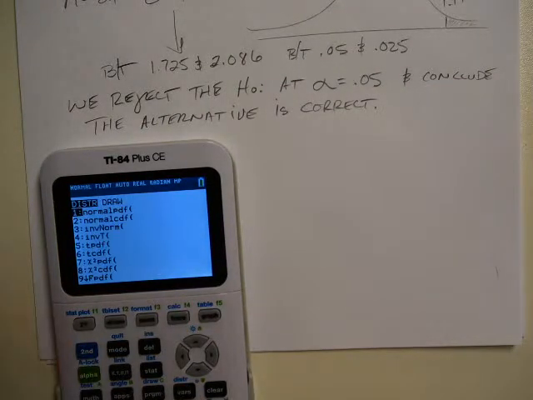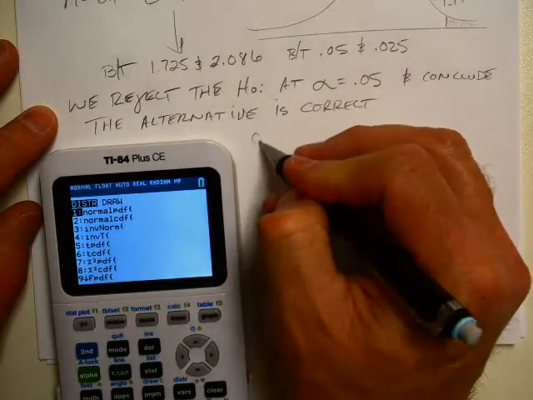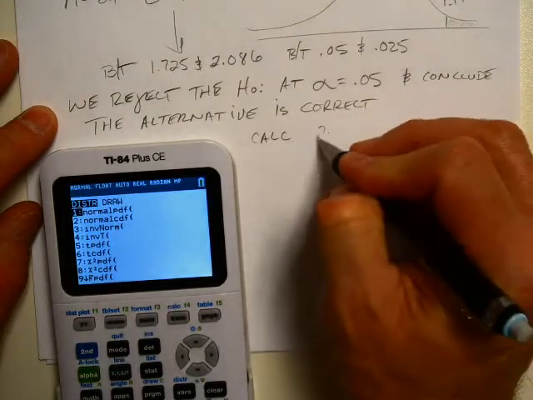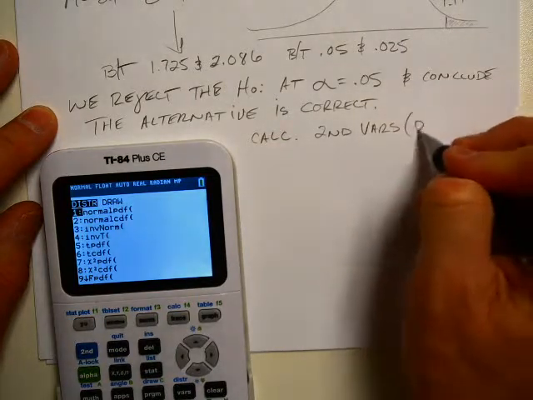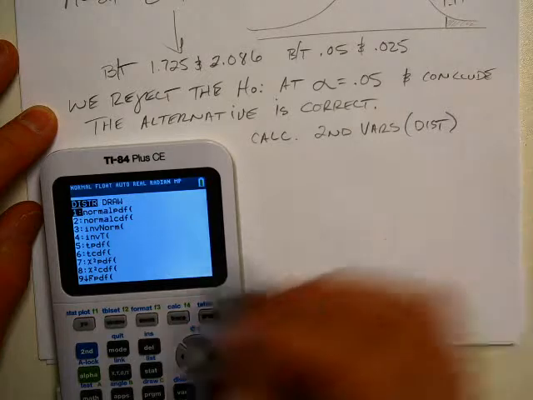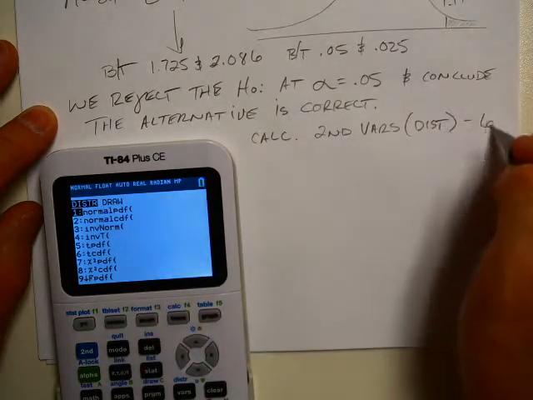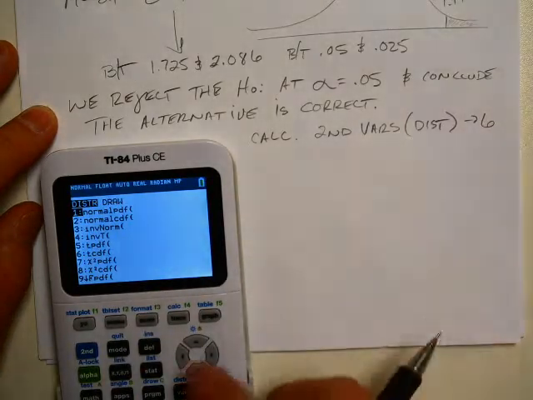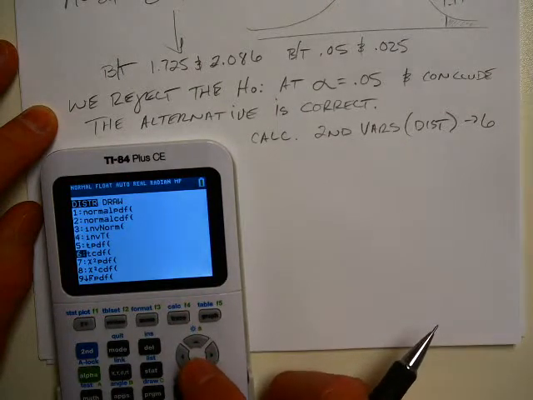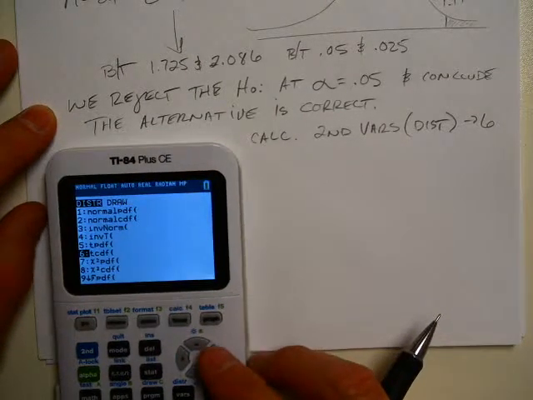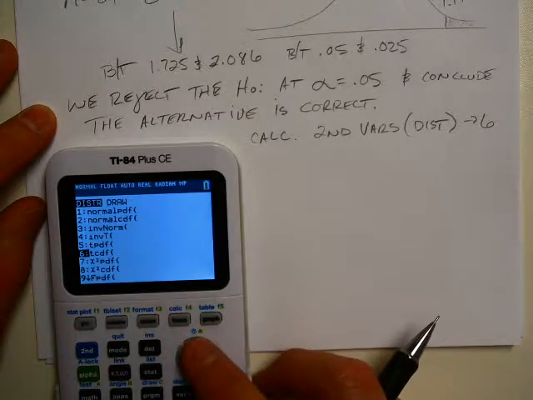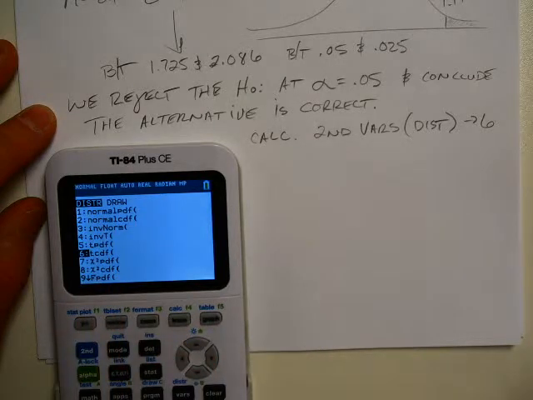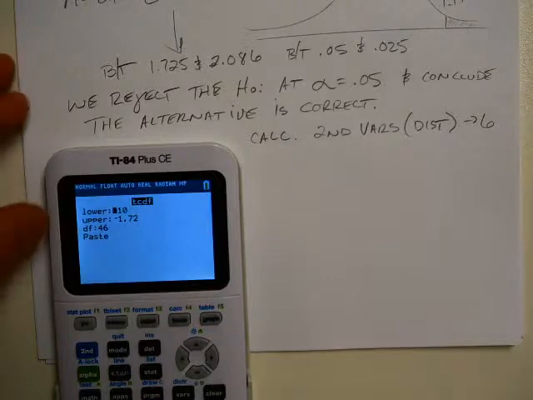So if you go to second vars, that's your distribution, and then number 6, which is your TCDF. So remember what CDF is: up to that amount. But it's a T value, so it's sort of over that amount really in this case. So I'm going to go to TCDF.